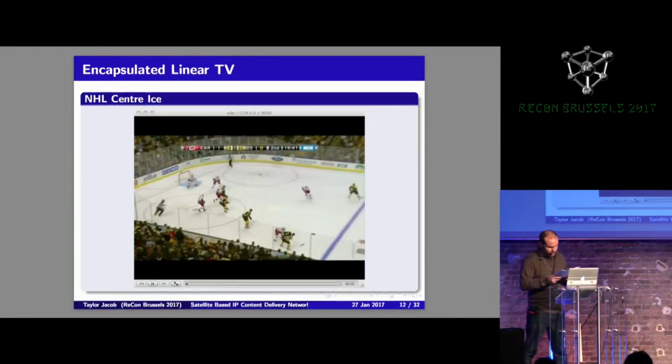So after finding the encapsulated linear video, I still had no clue what the majority of the multicast IPs were. There was one multicast IP on the same transponder as NHL Center Ice that took up most of the bandwidth of the transponder.